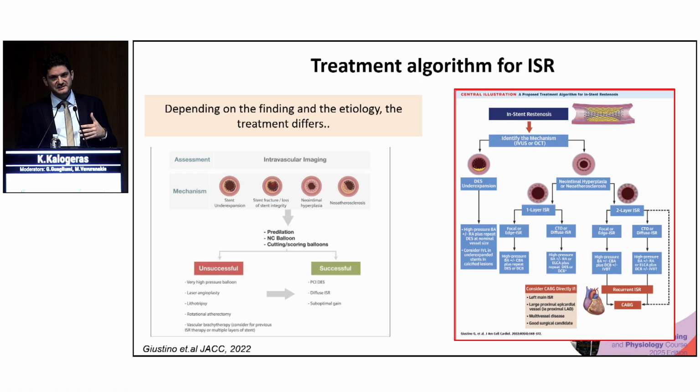On the other hand, if there is a biological type of in-stent stenosis, then we talk about hyperplasia and neoatherosclerosis. If there is one layer of stent and it's focal, then again we can use high-pressure balloons, cutting balloons, and then if needed, depending on the case, a DES or a drug-coated balloon. If there are two layers of stent, again we can use high-pressure balloons. However, we should avoid a third layer of stent, and then we should think about bypass surgery if needed.